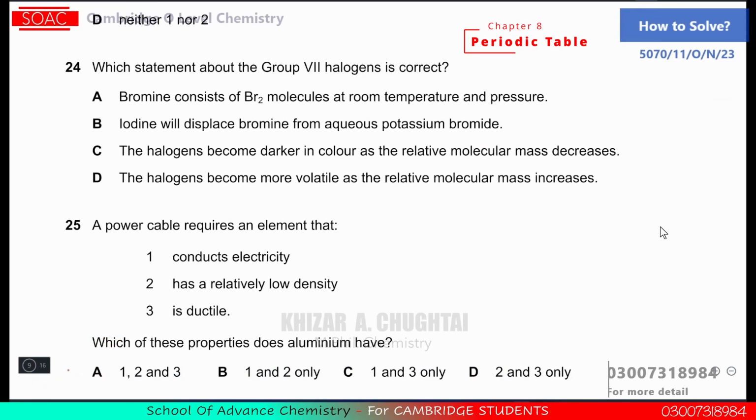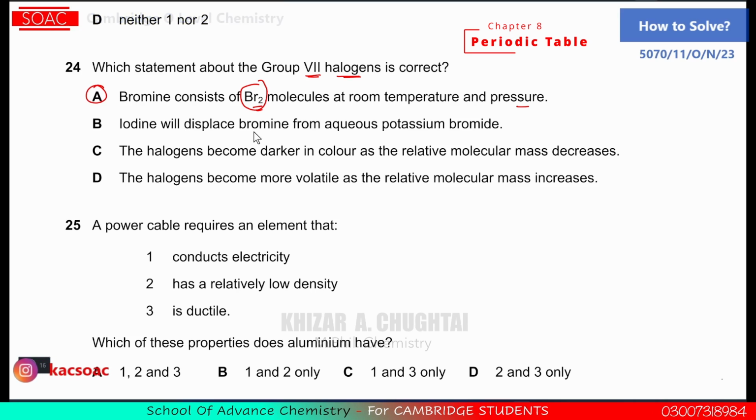Question number 24, which statement about the group 7 halogens is correct? Bromine consists of Br2 molecules at room temperature and pressure. Yes, it is true. Group 7 halogens are diatomic molecules. They always exist in the form of diatomic molecules. So A is the correct option. It is confirmed that A is the correct option. However, let me check the other options.